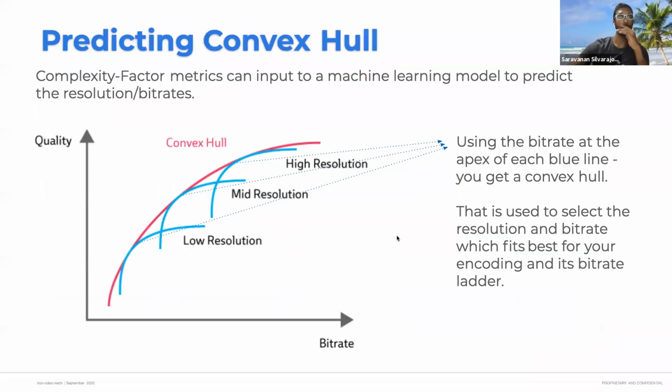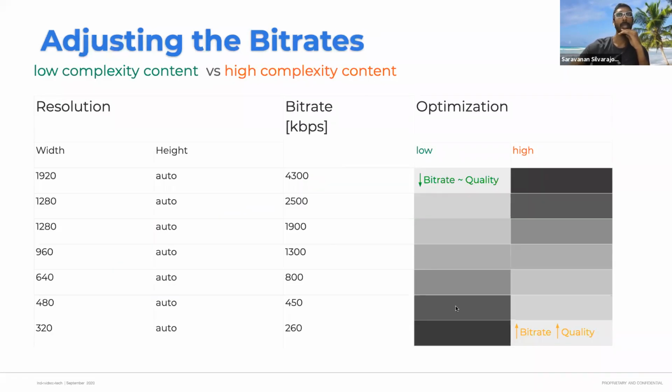It doesn't touch the lowest bit rates that much. In contrast, for a high complexity content, it touches the low bit rates and increases the bit rates for the lower resolution, and in so doing, it increases the quality. It's a little bit like Robin Hood. It takes the bits from where they're not needed and gives the bits to where they are needed, improving quality here and reducing cost here.